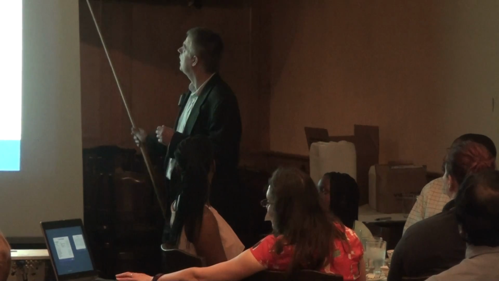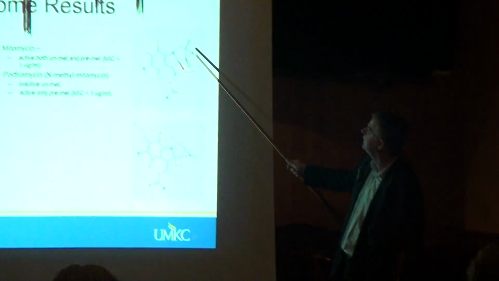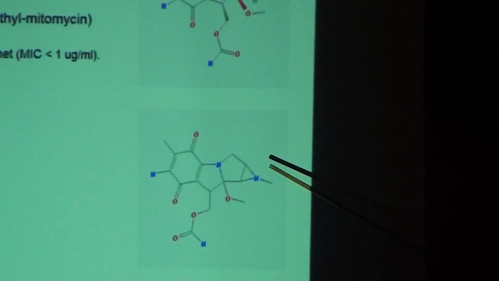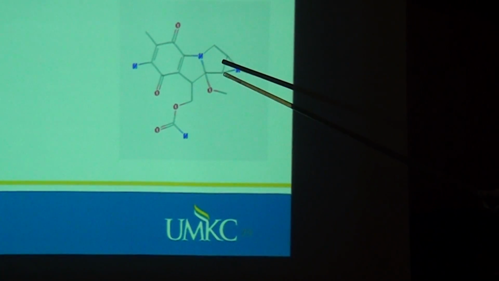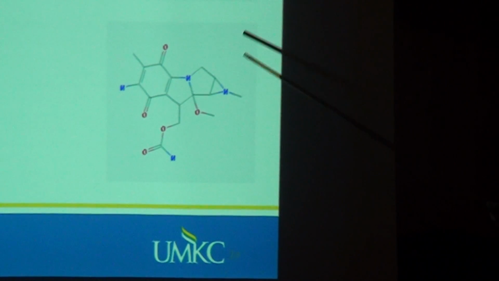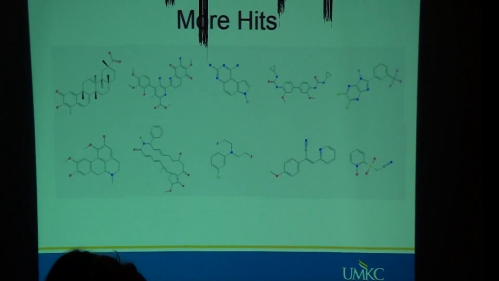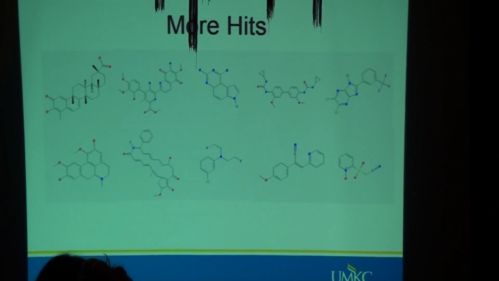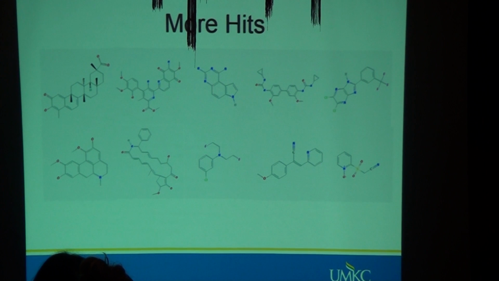And then here's two compounds. This compound here is mitomycin, and it's active both before and after metabolism. This compound is porphyromycin, it's inactive unless we metabolize it. And we have a whole list of these on the next page. So here's a whole bunch of compounds we're pulling out. These are all different structures of compounds that were active after we metabolized them. And so it's looking pretty interesting.